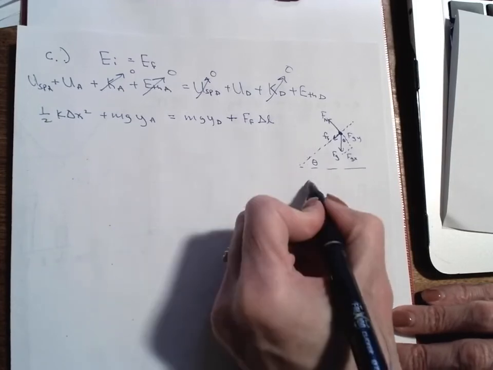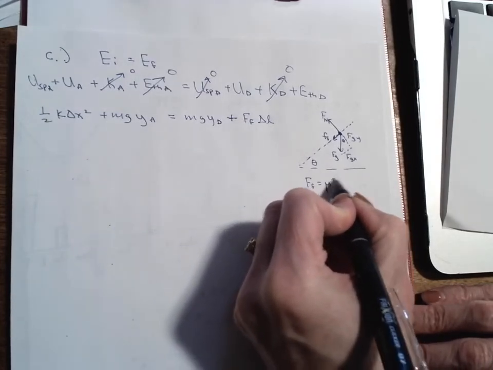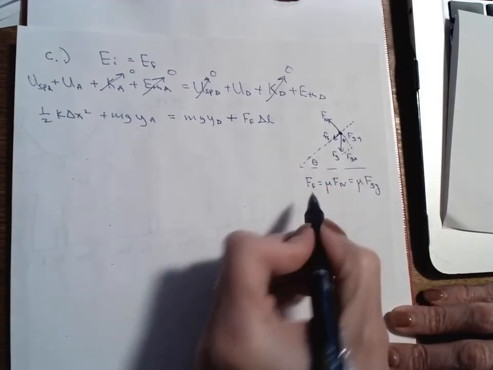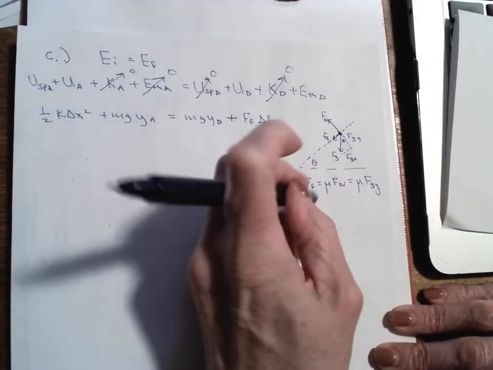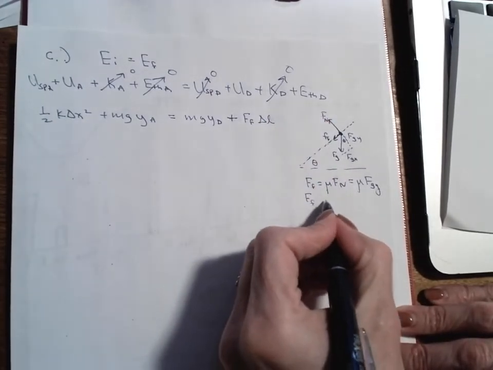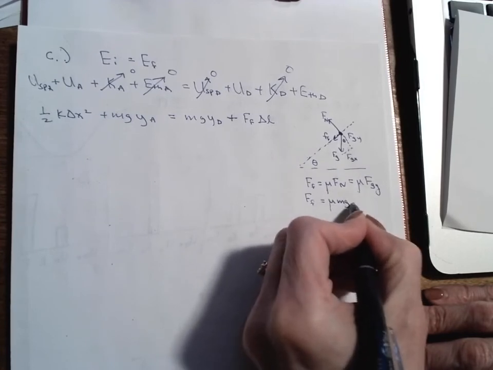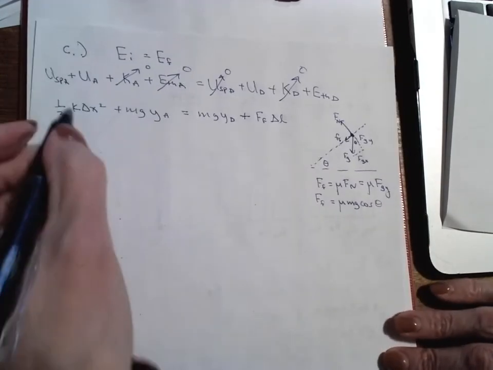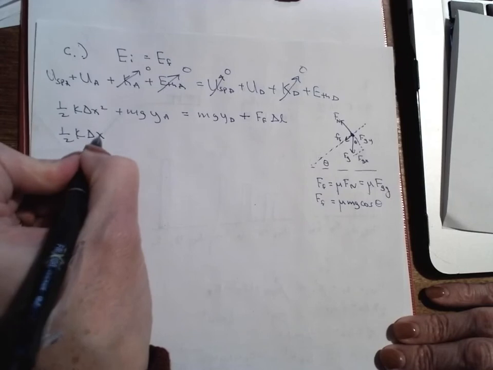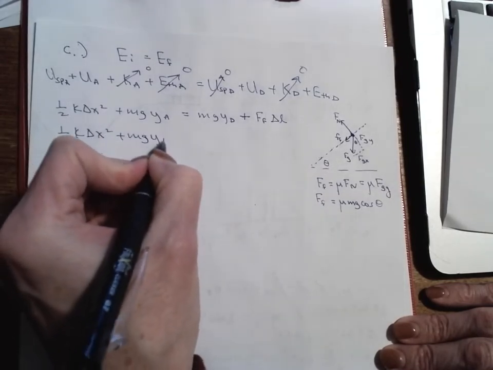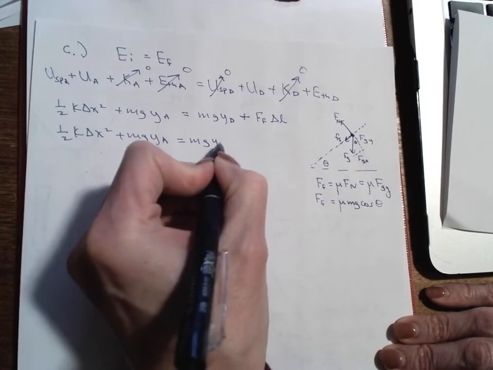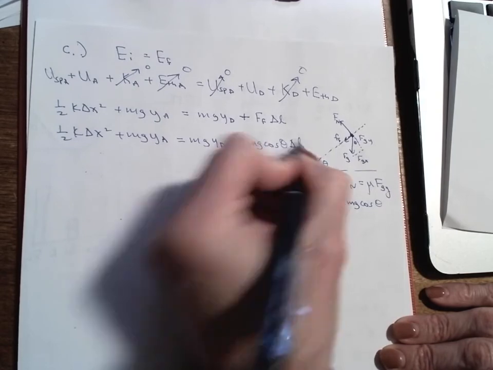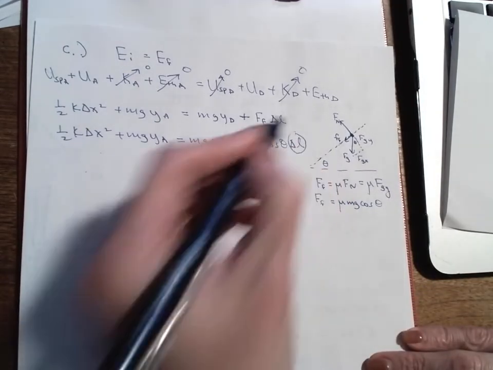And for the force of friction, I know that's equal to mu times force of the normal, which in our case is mu times FGY. And so plugging in, force of friction is equal to mu times mg times, this is the adjacent to the angle, so times cosine theta. So plugging in, 1/2 K delta X squared plus mg ya is equal to mg yd plus mu mg cosine theta times delta L. And delta L is what I'm looking for. That's what I'm interested in.